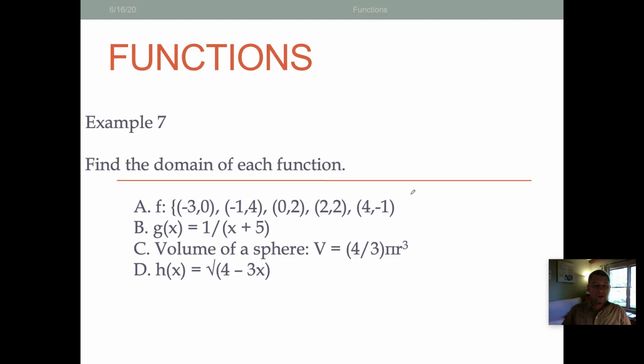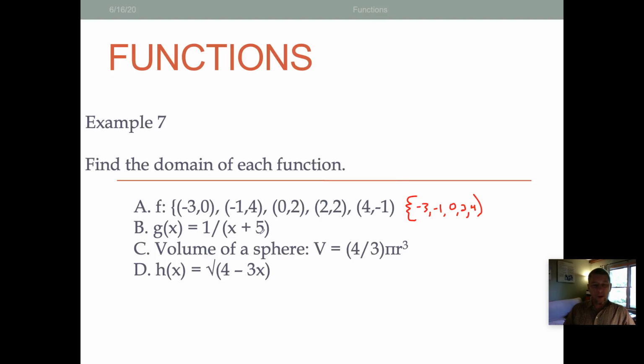Well, in the first function, obviously, the domain is going to be simply a list of all the x values: negative 3, negative 1, 0, 2, and 4. That's fairly easy, right? If there are no other points in this scenario, then that's the domain, just the values of x that we actually see in this set of numbers, or this set of points.